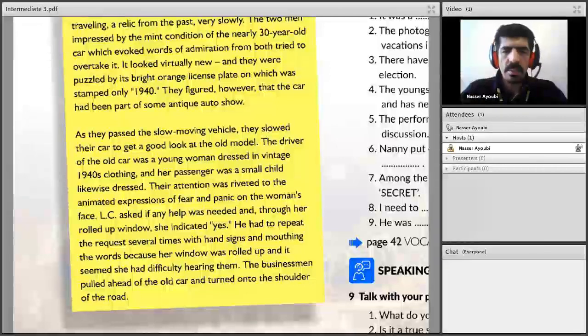The businessman pulled ahead of the old car and turned onto the shoulder of the road. Pulled ahead of the old car means they, let's say, drove faster than the old car and stopped on the shoulder of the road. They pulled over and stopped.